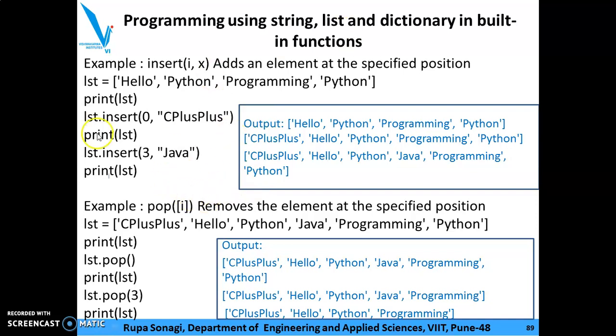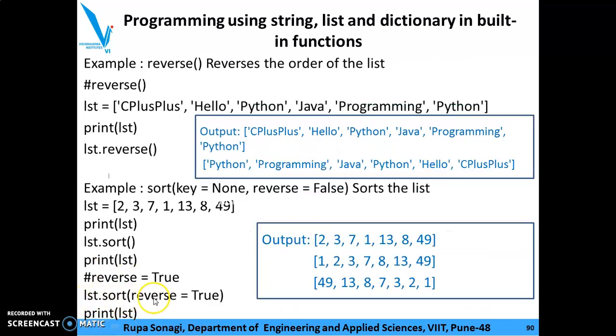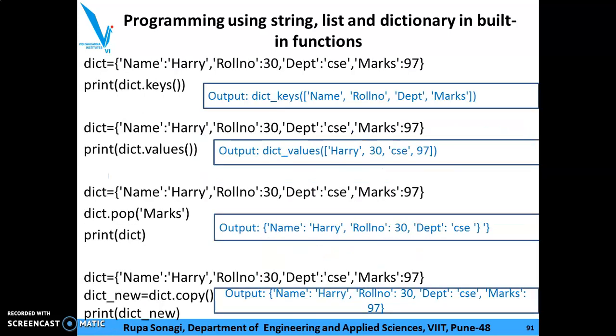The pop(i) removes the element at a specified position. Generally, when we write pop, it removes the last element of the list. But if you use pop(3), the element at that position gets removed from the list. Let's have some more. Reverse reverses the order of the list.